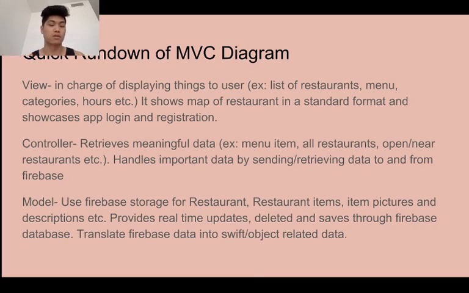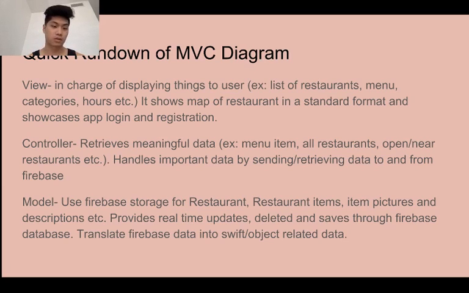For the view, our view basically is in charge of displaying things to the user. For example, list of restaurants, menus, categories, restaurant hours, things like that. It also shows the map of the restaurant in a standard format and showcases app login and registration.